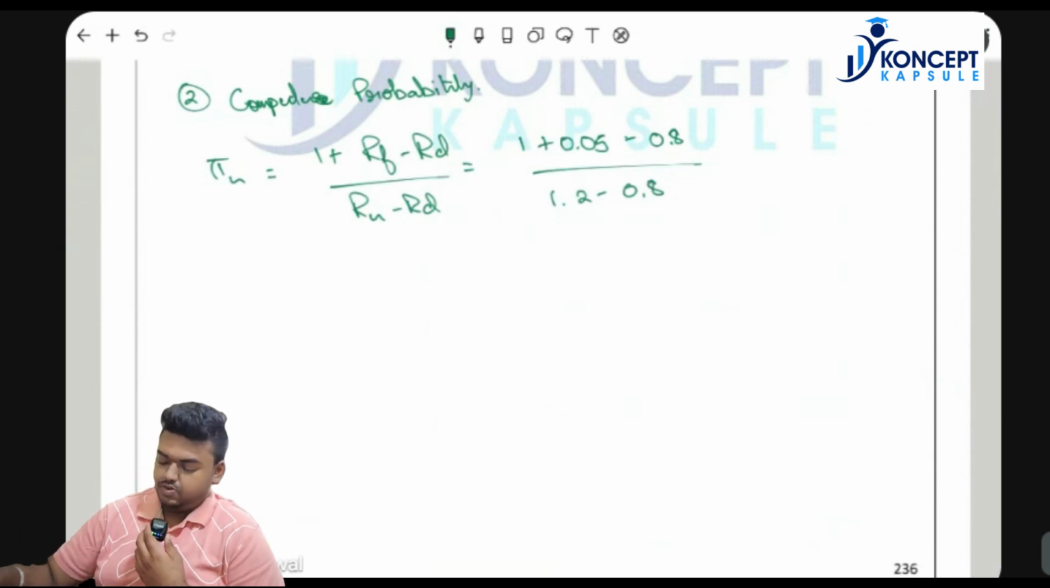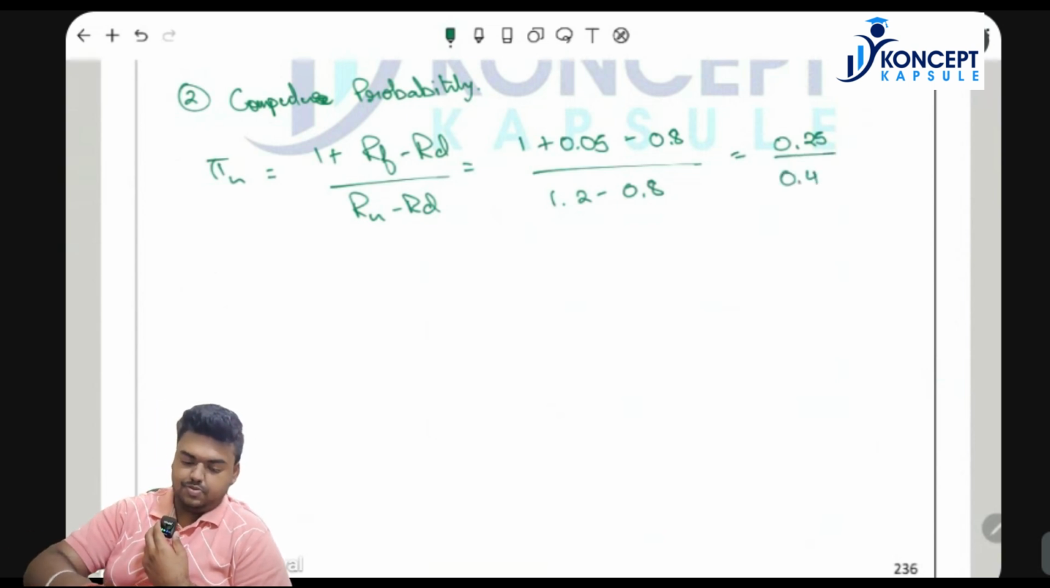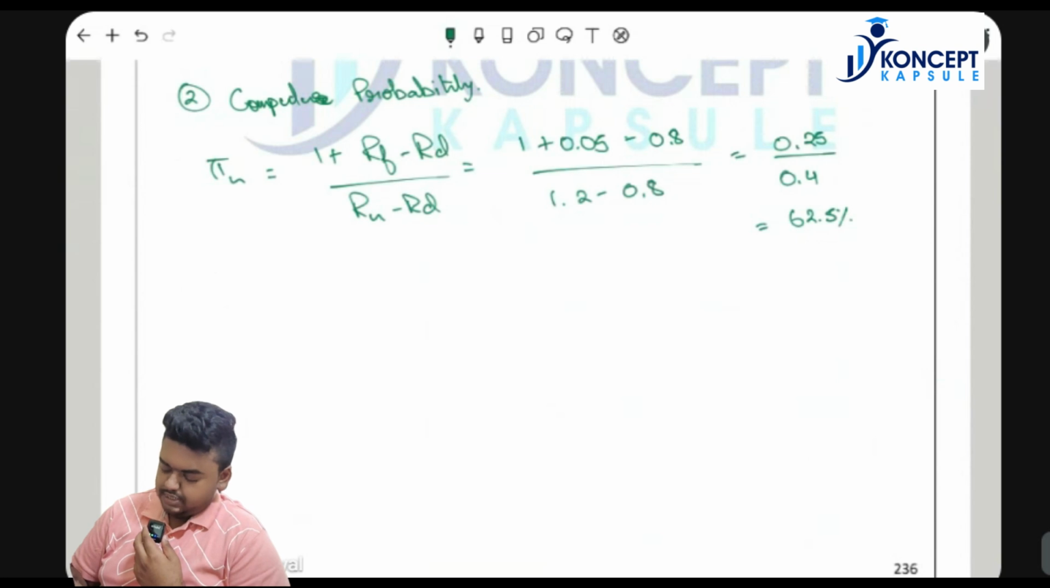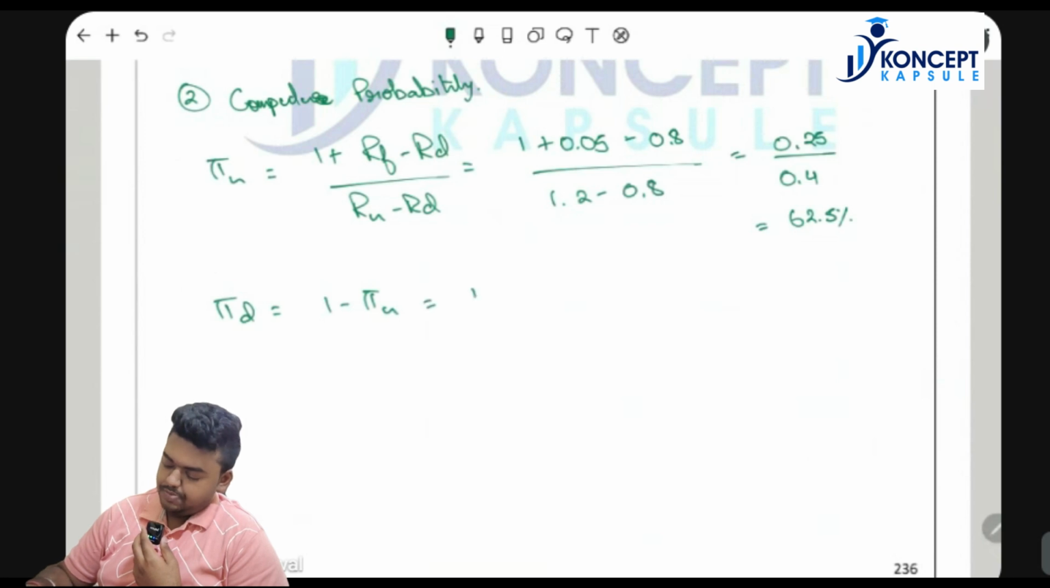Okay, guys. So what is it? It is 0.25 divided by 0.4. It is nothing but 62.5% probability. What is the probability for decrement? 1 minus up move, which is 1 minus 0.625, which is nothing but 37.5%. Yes or no, guys?